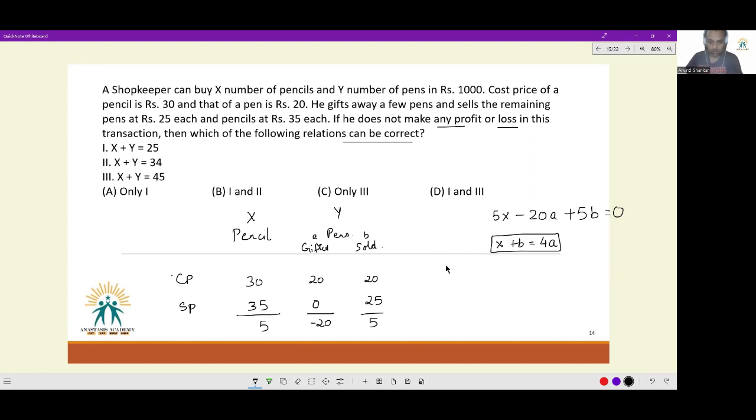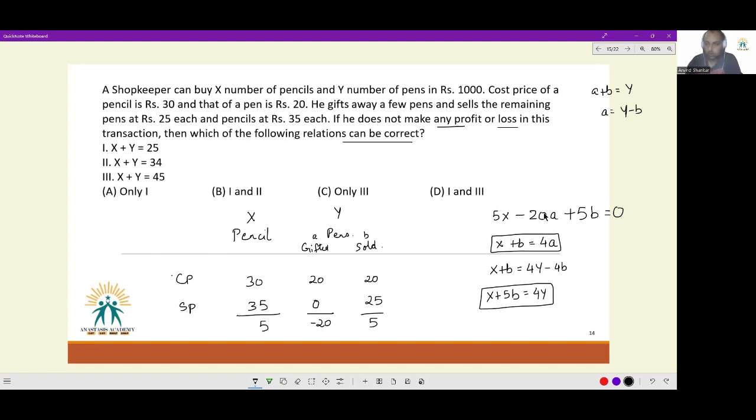Okay. Apart from this, what all do I do? I of course know a plus b is equal to y. So can I go ahead and say a is equal to y minus b, and put that down here perhaps. x plus b is equal to 4y minus 4b, or x plus 5b is equal to 4y. This I am getting as a new expression.